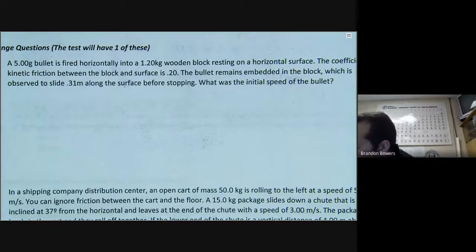A 5 kilogram bullet is fired horizontally into a 1.2 kilogram wooden block resting horizontally on a surface. The coefficient of kinetic friction between the block and the surface is 0.2.